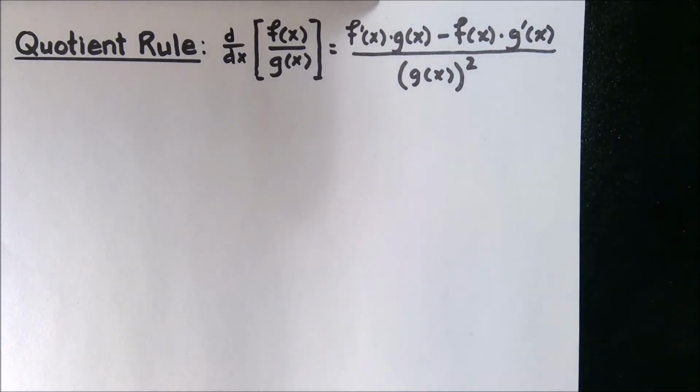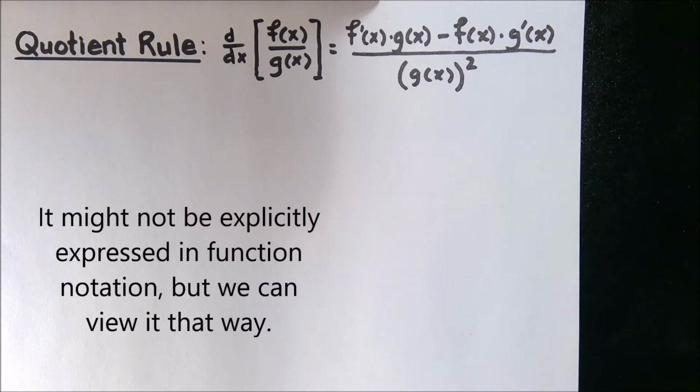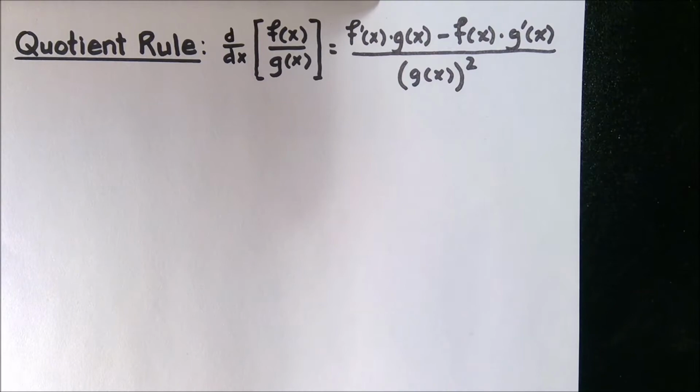All right, so today we're looking at the quotient rule. Remember, a quotient is the answer to a division problem. So the quotient rule tells us how to take the derivative of a ratio of functions. When you have a variable in both the numerator and the denominator, you have a quotient of functions. You can think of it as f of x over g of x.